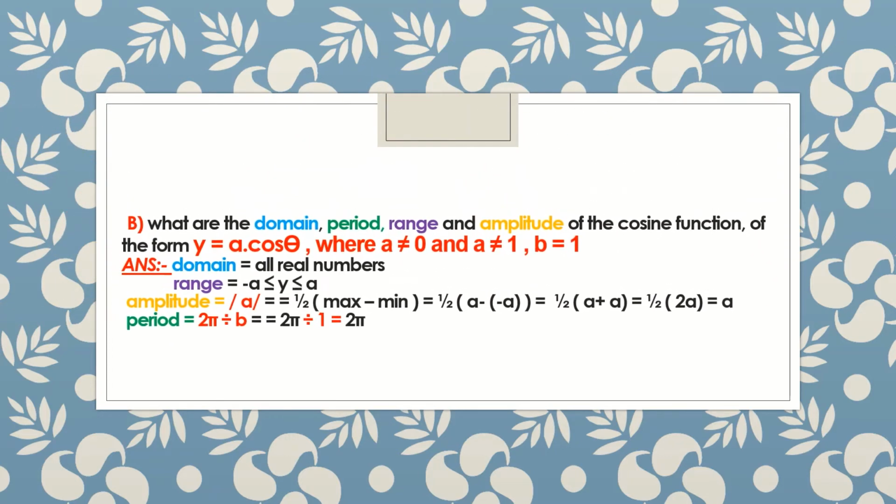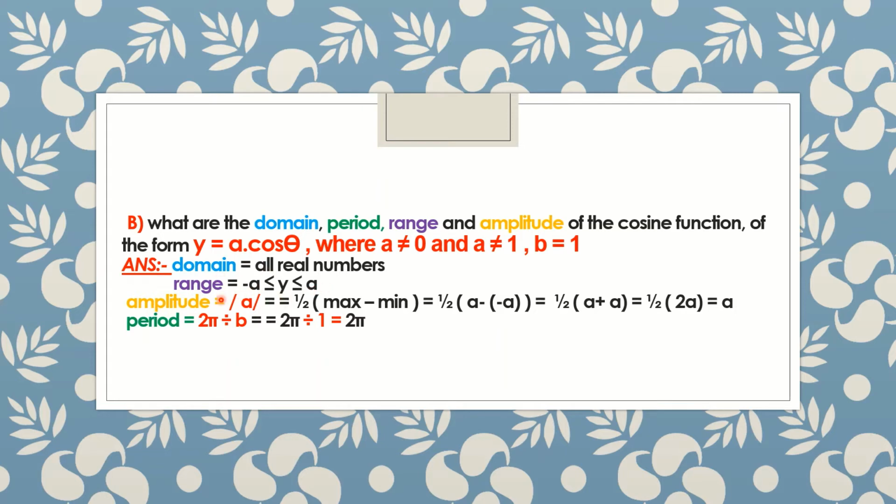Example number 1, part B. What are the domain, period, range, and amplitude of the cosine function of the form y equals a cos theta, where A is different from 0 and A is different from 1, but B equals 1? The domain is equal to all real numbers, as the graph covers all positive and negative values of x, and the range lies between -a and a, whatever number comes here. Let's say 2, so from -2 up to 2.